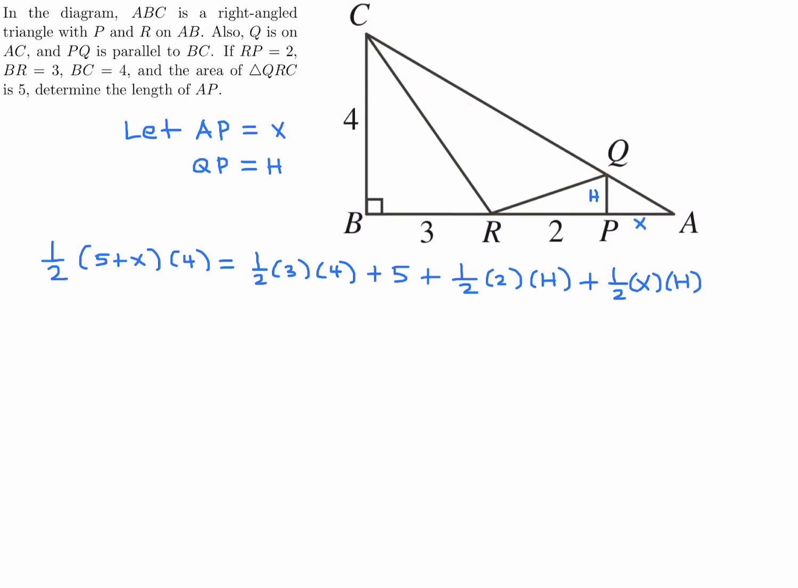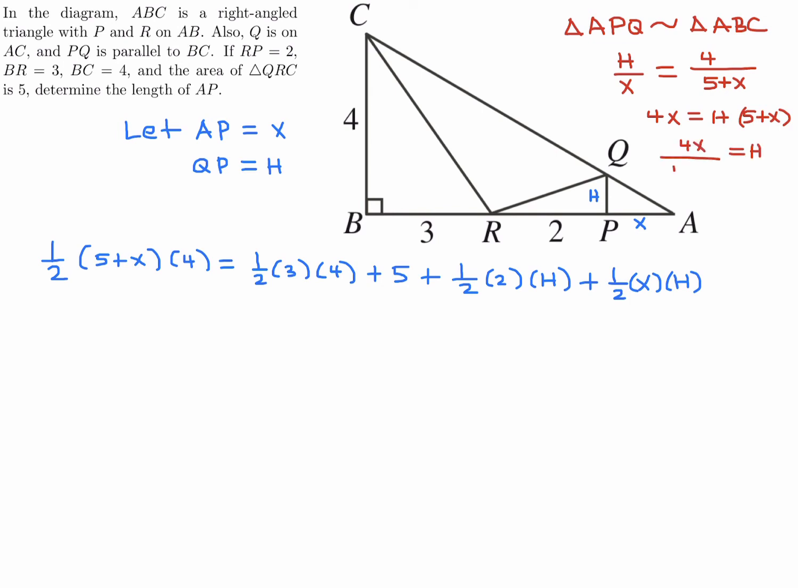So I think I can do that up here. Triangle APQ is similar to the big triangle, which is ABC. So that means the ratio of the sides is the same. So h over x in the small triangle is equivalent to 4 over 5 plus x, which is the base of the large triangle. So this is my relationship. I can isolate for h. Here we get 4x is equal to h times 5 plus x. And therefore h is equal to 4x over 5 plus x.